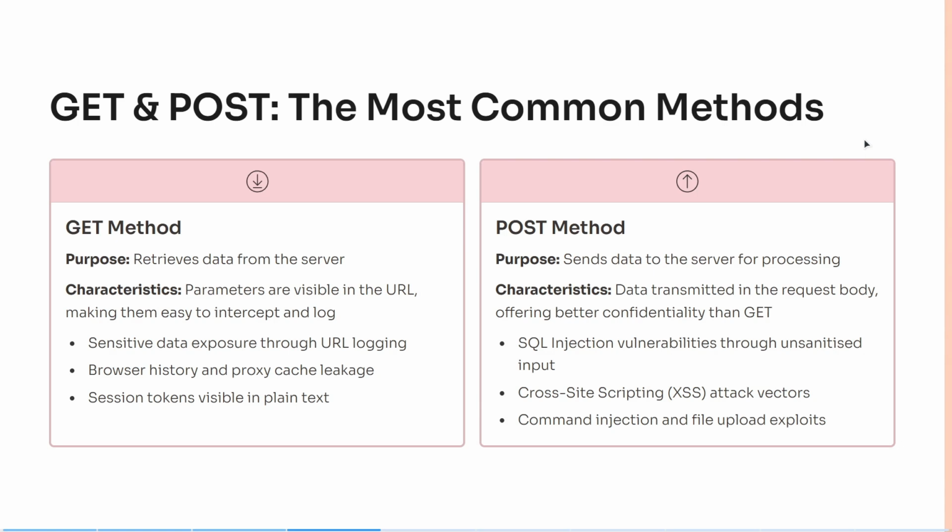And now let's talk about their impacts. In the GET method, there is sensitive data exposure through URL logging. Second is browser history and proxy cache leakage. Session tokens are visible in plain text. Some sites still use session tokens in the URL, which are visible in plain text. You can just read it without any techniques, without any decoding or decryption. You can just read it normally.